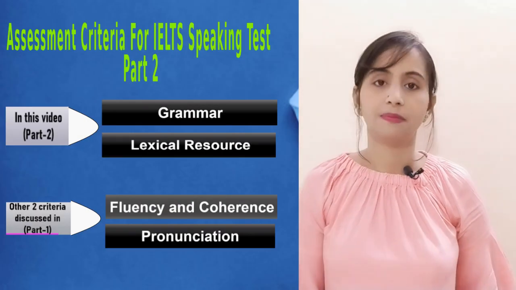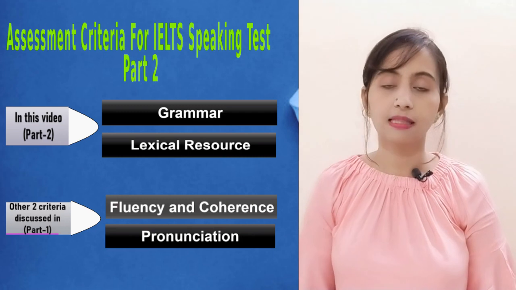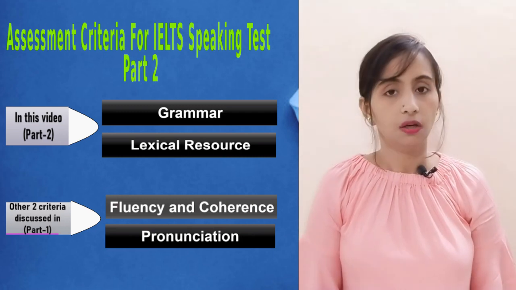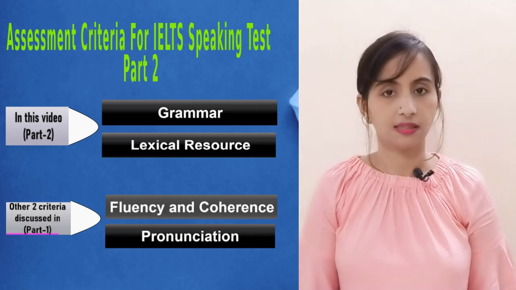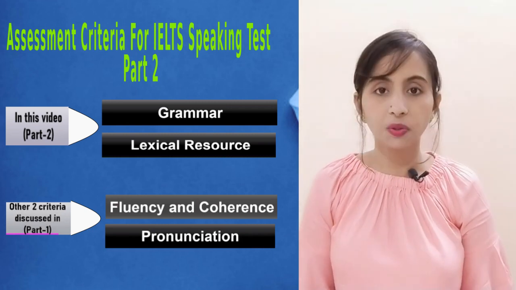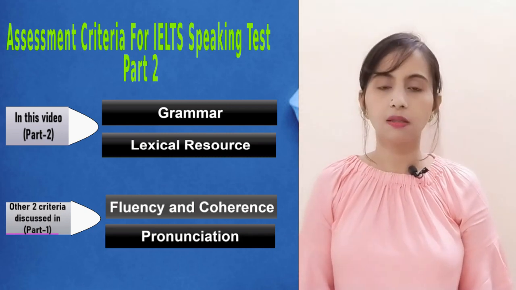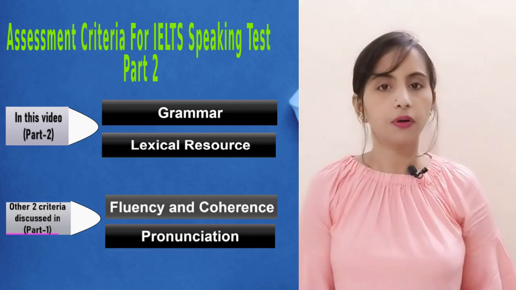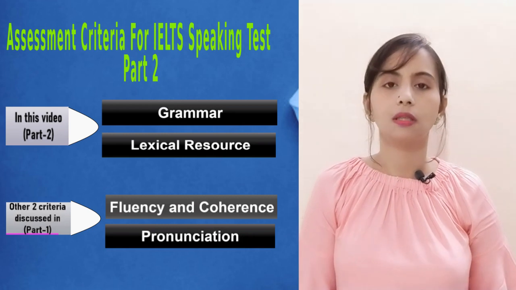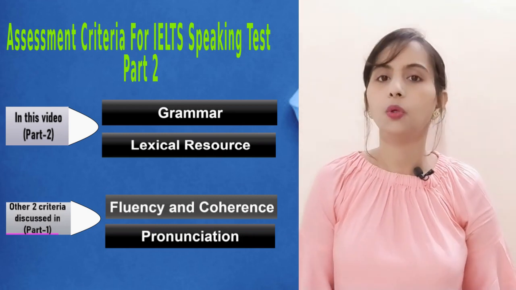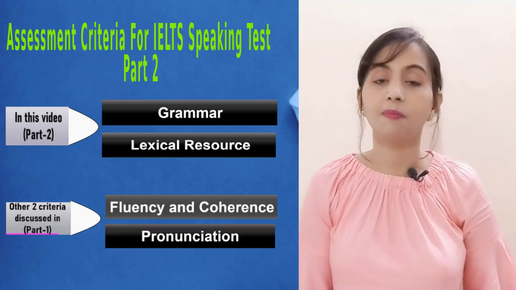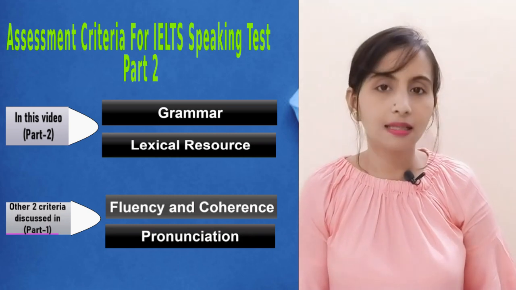Let's get started. Now, in part 1, I have discussed the assessment criteria for the IELTS speaking test, that is fluency, coherence and pronunciation. Now this is part 2. I am going to discuss grammatical range and accuracy. Now what is grammatical range? For grammatical range, you should know more than just basic grammar, or you should use more than just basic grammar to structure your sentences.